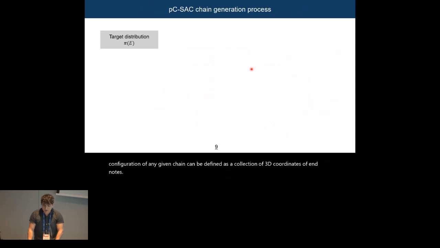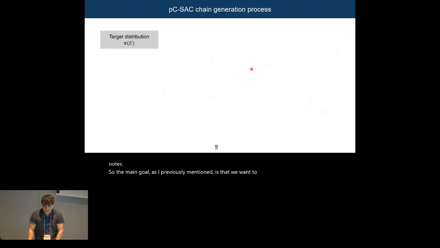So the main goal, as I previously mentioned, is that we want to generate an ensemble of chromatin chains, but this ensemble has to maximize a target distribution, which is a distribution where all of the created chromatin chains will satisfy all of the imposed interactions.